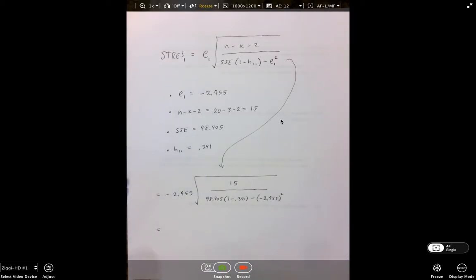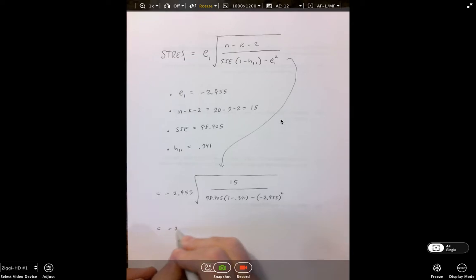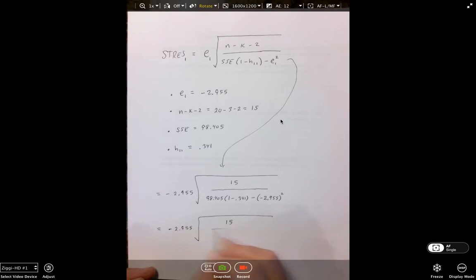So I'm going to take care of the denominator here. I'm doing this only because if I make a mistake, you guys can help me out. So I have 98.405 times 0.659, and that will be minus 2.955 squared.